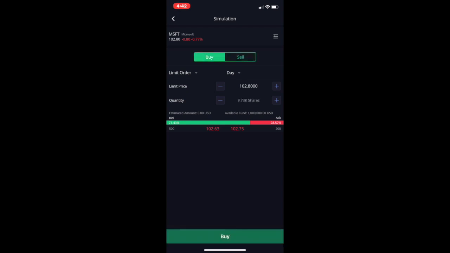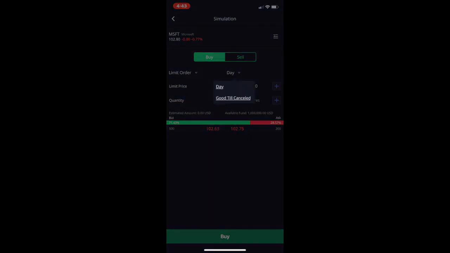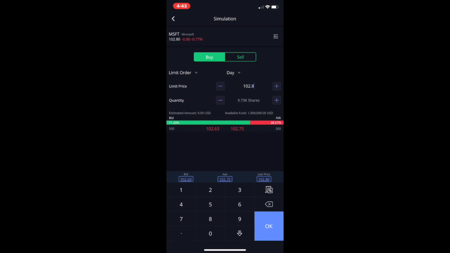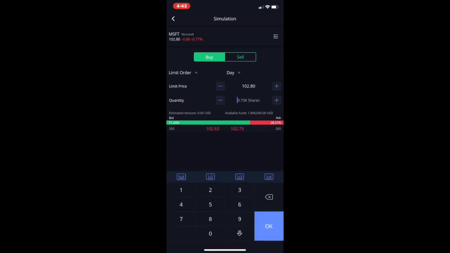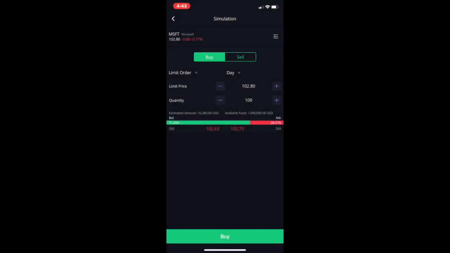The buy side is pretty self-explanatory. Of course, you're always going to want to use a limit order. For the duration, you can either use day or good till canceled. You can punch in your limit price, whatever you're willing to pay for 1 share of Microsoft. That's what you need to put into this bar. And then of course your quantity, okay? So I want to buy 100 shares of Microsoft. Everything is filled out, guys, so you're going to click on buy.